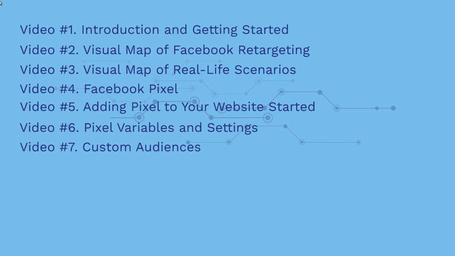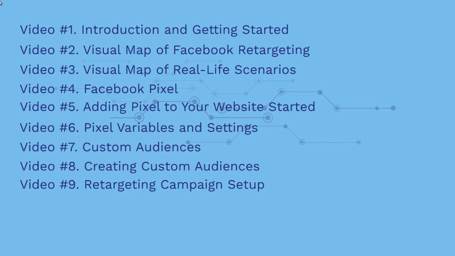In video number 7, we're going to talk about custom audiences, which are essentially lists or segments of people that you have targeted. When you create your Facebook ad, you can then target that specific custom audience and show that specific ad to that audience. Then in video number 8, we'll have some practical application and show you how to create these custom audiences. And last but not least, in video number 9, we'll talk about retargeting campaign setup.